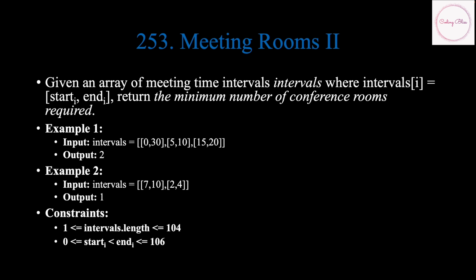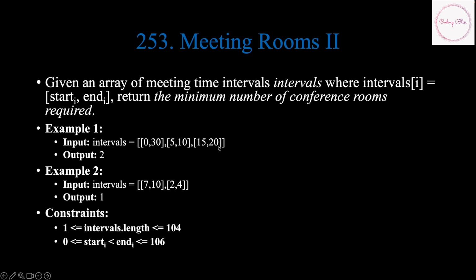Return the minimum number of conference rooms required. So that means if there are overlaps, if there are two meetings going on at the same time in parallel, then you need two meeting rooms. If you take this example, you can see the first meeting runs from 0 to 30. The second meeting runs from 5 to 10. So I have an overlap at this point of time. Between 5 and 10, at least I need two meeting rooms.